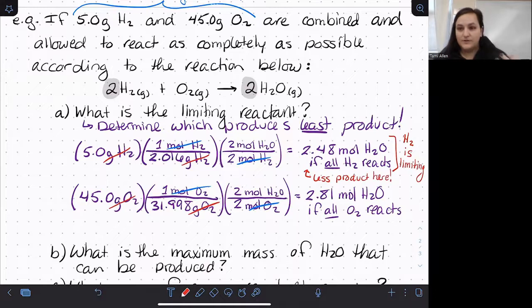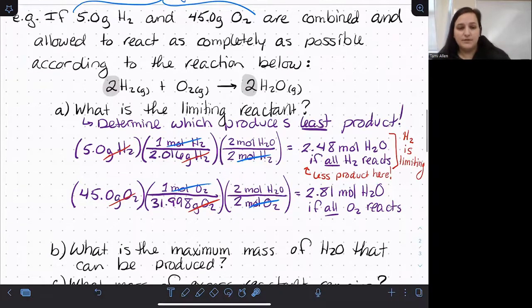So thinking back to the cake analogy, we ran out of butter. We had plenty of extra flour. There was enough flour for 5 cakes, but we couldn't make 5 cakes because we ran out of butter after 1. Same idea here. We can't make this many moles of water in reality because we run out of hydrogen first. So the hydrogen is gone once we've produced 2.48 moles of water, which means that the hydrogen is going to be our limiting reactant.